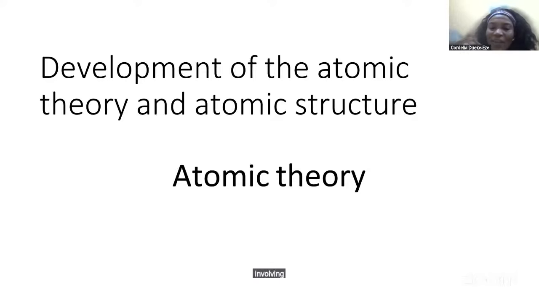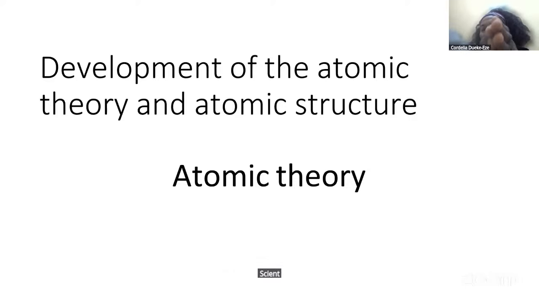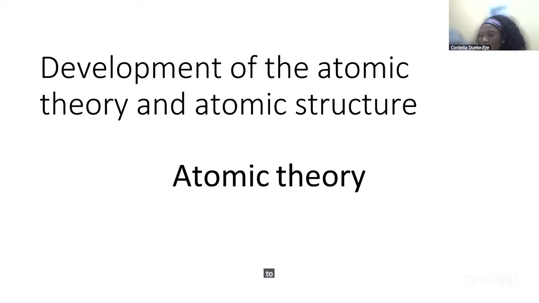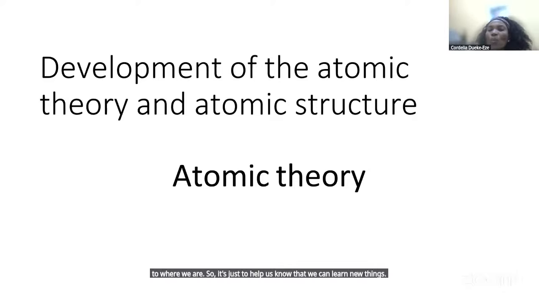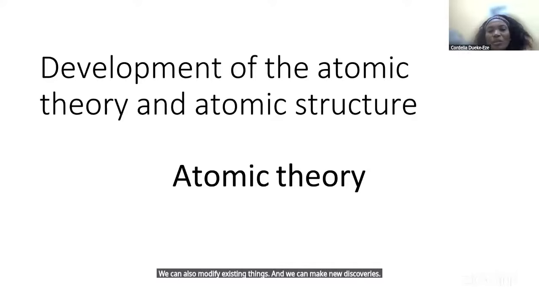At the end of the day, why is it that you have the proton in the nucleus and the electrons surrounding the nucleus? This is just to help us think about modifying an existing theory. If we understand that scientists before were able to, through evolution, through modification of what is existing, get us to where we are, then we can learn new things, we can also modify existing things and we can make new discoveries. So that is the reason.